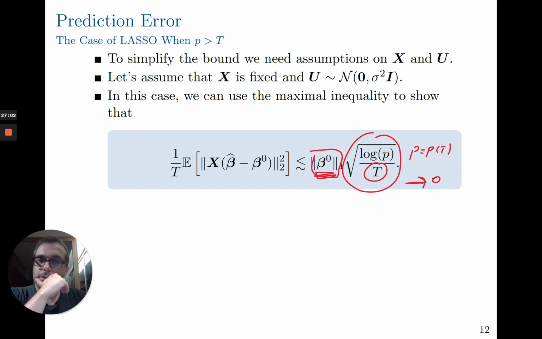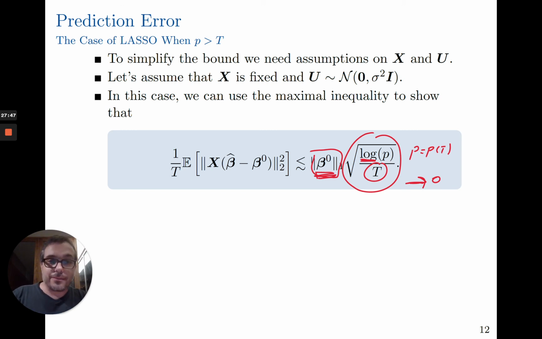To achieve that, what do you need? We need t to grow faster than log p. So we need log p to grow slower than t, but there's this logarithm term here. So in fact, p can grow exponentially fast. So we can have an extremely large set of variables. p can be exponentially larger than t, because we just require that log p over t goes to 0. So there's a lot of flexibility.